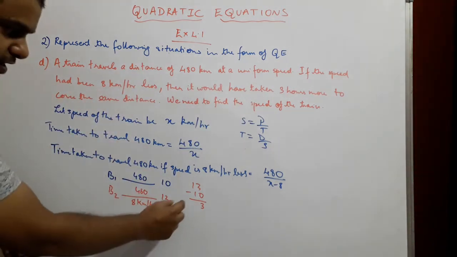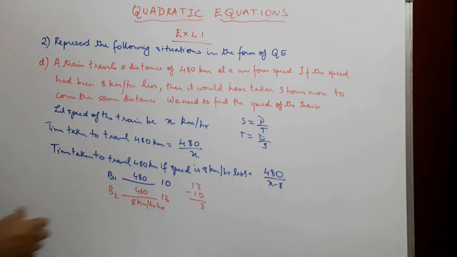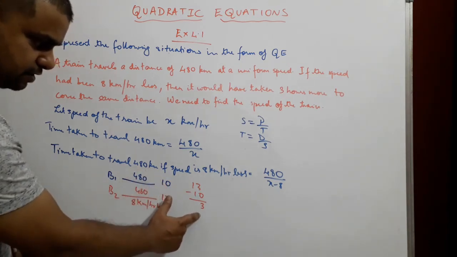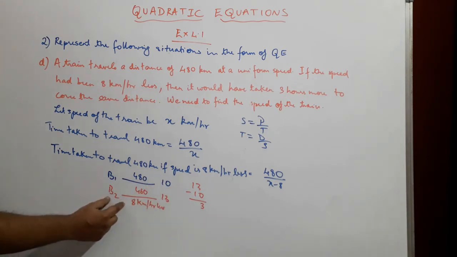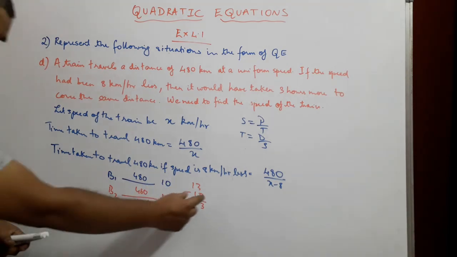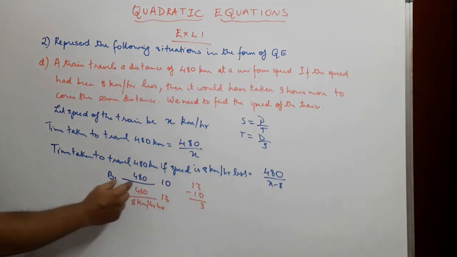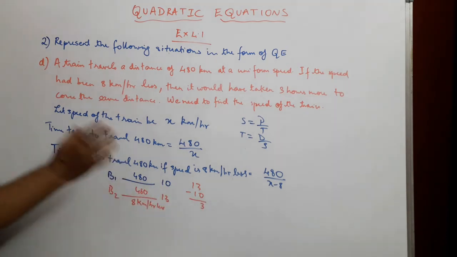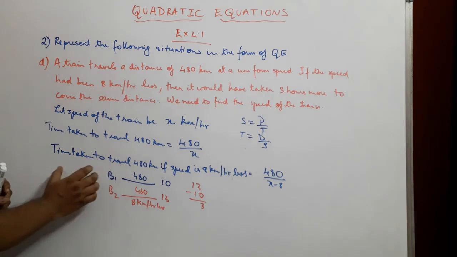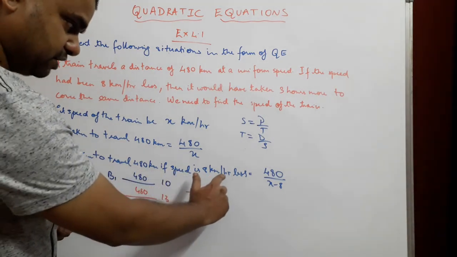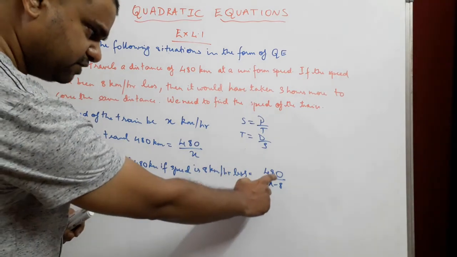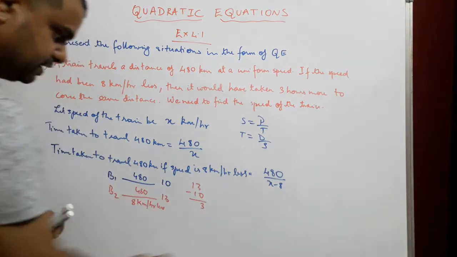So that is what we are getting over here, 3. So what do we get? We did 13 minus 10 equal to 3. So 13 was the time taken by travel of bus 2, and 10 was the time taken by travel of bus 1. So over here our bus 2 will be the time taken to travel 480 kilometers if speed is 8 kilometers per hour less. That is 480 upon x minus 8.